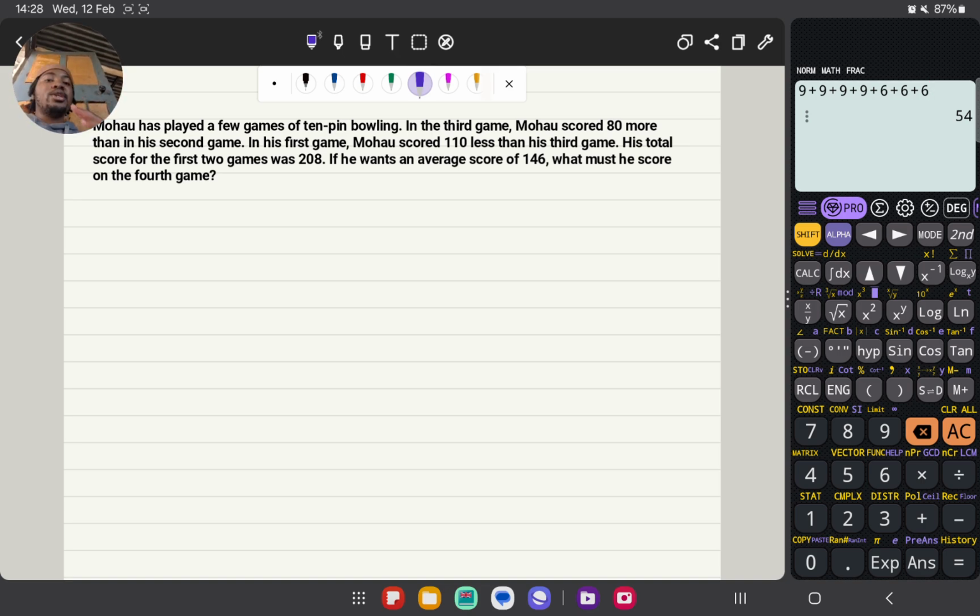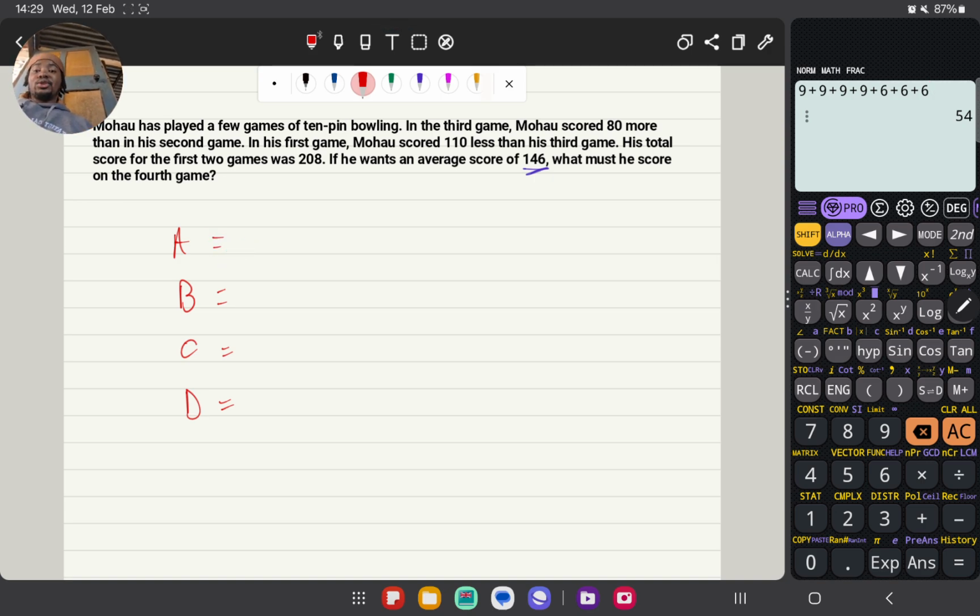So apparently, in this scenario, you already see he is gonna play 4 games. He has already played 3 games, and he wants to find out how many points he must score on his 4th game so that he can have an average of 146. So how are we gonna break it down? I'm thinking I'll say this is the first game A, second game B, third game C, and then fourth game D, right? Maybe I can say equals to.